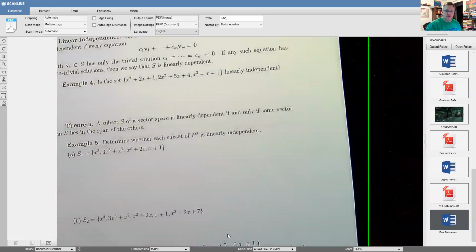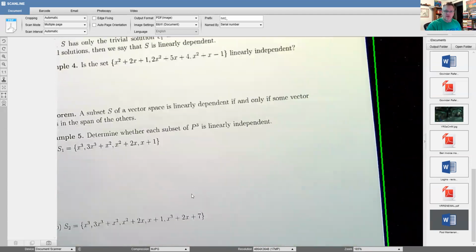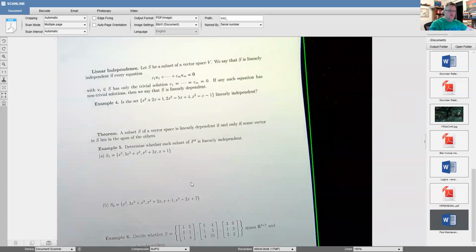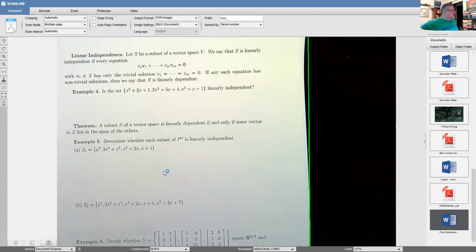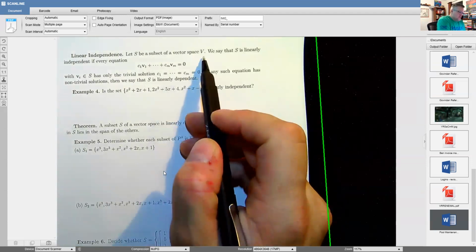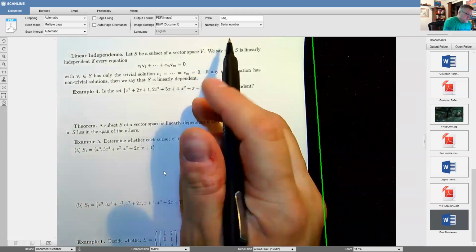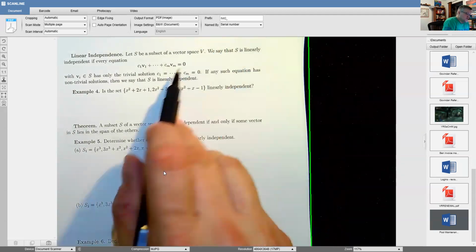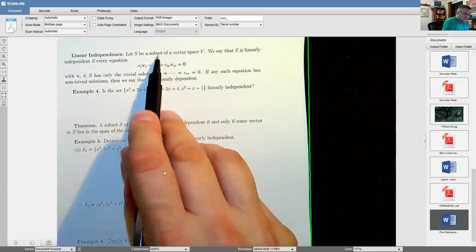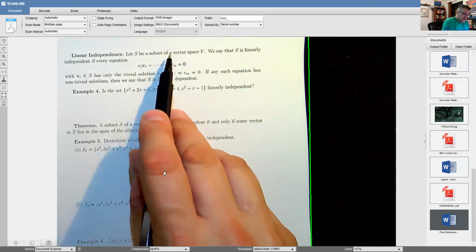Again, the definition is the same as it was in our R^n space. All right, so let's take a look. Take a subset, any subset of a vector space V. So you have finitely many vectors or whatnot. Actually, you could have infinitely many, right? You can take infinitely many vectors in a vector space.